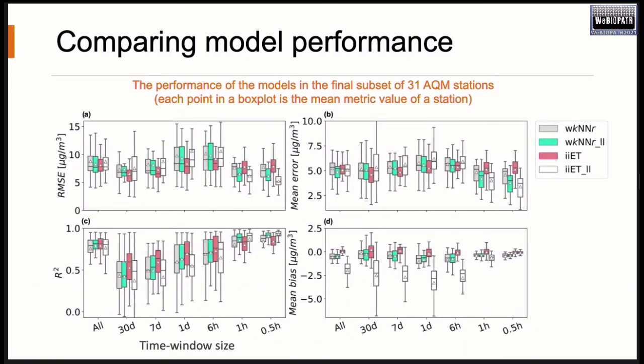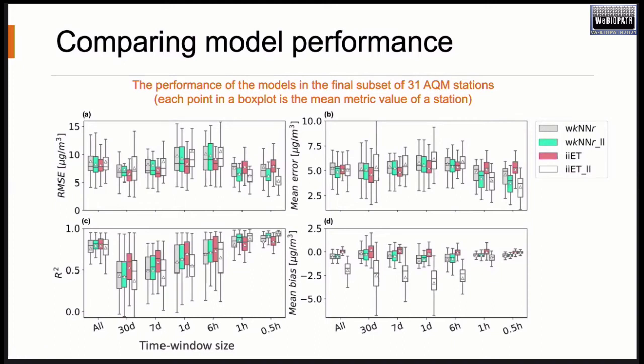And after eventually examining pretty much each of the stations, I omitted stations with poor performance. Most of them were with poor temporal coverage to begin with. Many stations had more than 50% accumulated missing observations. And I was left with 31 stations. I could now compare their performance in general together in each of my examined models here, and in each of the time window sizes, looking at RMSE, R square, mean error, and mean bias.